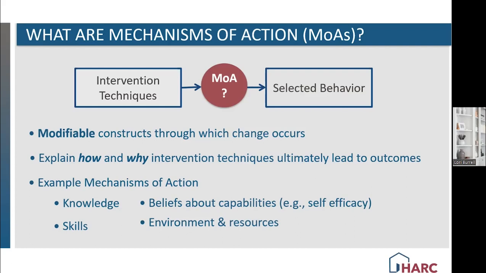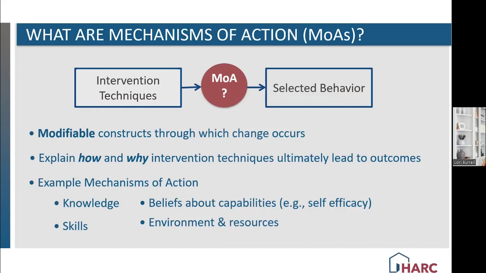MoAs are the modifiable constructs that link these specific techniques to selected behaviors. They help us to understand the pathway from intervention to outcomes, and specifically what a technique targets in order to result in the selected behavior. MoAs come from theories, like the social learning theory or the stages of change theory, and they explain the how and why specific intervention techniques are expected to lead to a program's intended outcomes.